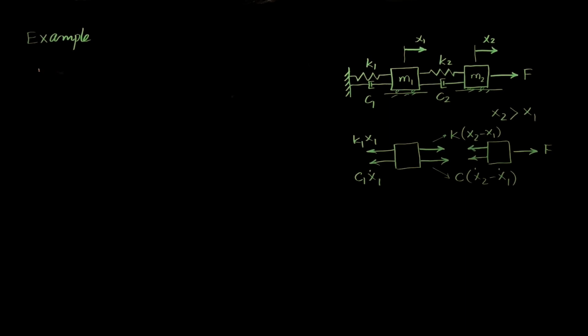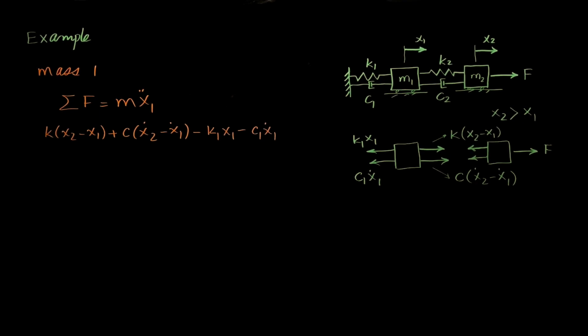Now, Newton's equation, we will have to have two of them, one for each mass. For mass 1, the sum of forces is equal to M1 x1 double dot, and looking at mass 1, we have positive forces K x2 minus x1 plus positive C x2 dot minus x1 dot, negative force K1 x1, negative C1 x1 dot, and there are no other forces, equals M1 x1 double dot.